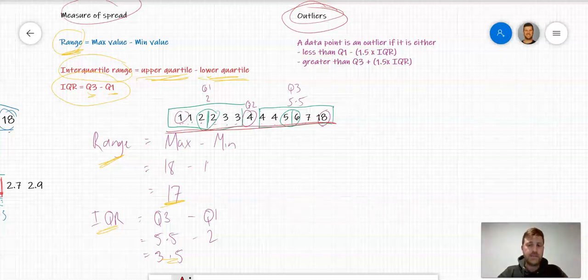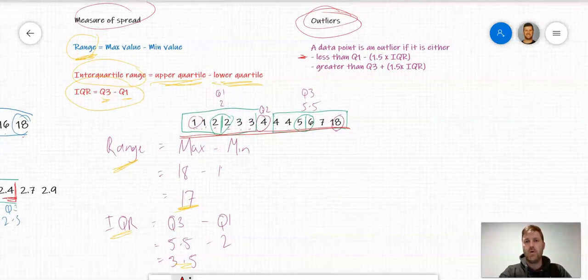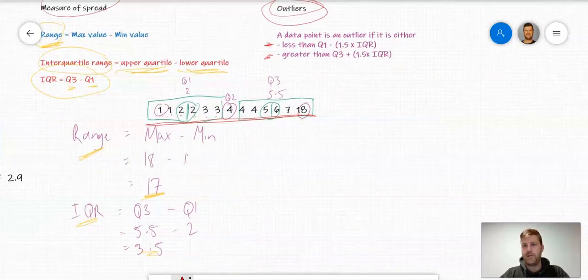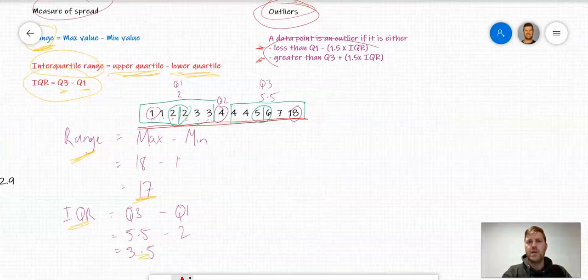Sometimes numbers you might think, geez, they might just be on the edge. I don't know if it is an outlier. That's why these formulas come in really handy. So there's two instances. It can be too small, in this case less than Q1 minus 1.5 times the interquartile range, or it can be too big, so for example greater than Q3 plus 1.5 times the interquartile range. So they're the formulas we use to determine if a number is in fact an outlier.